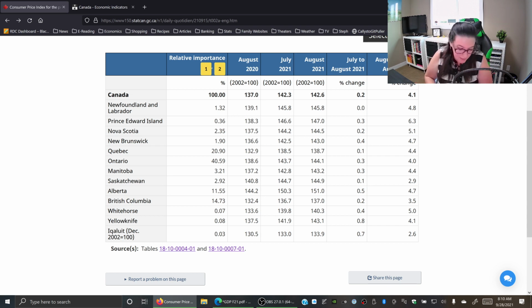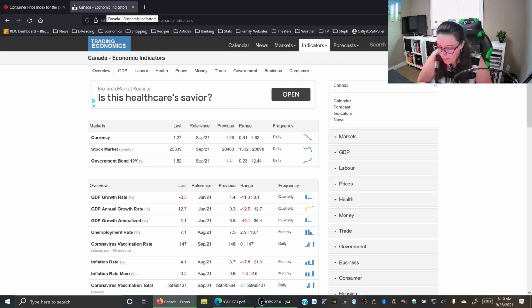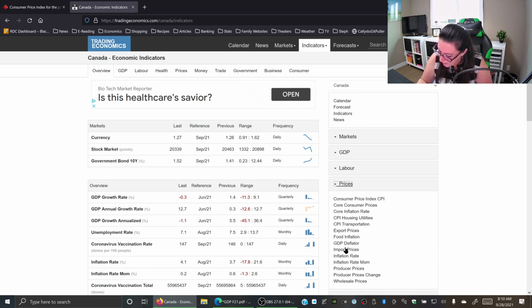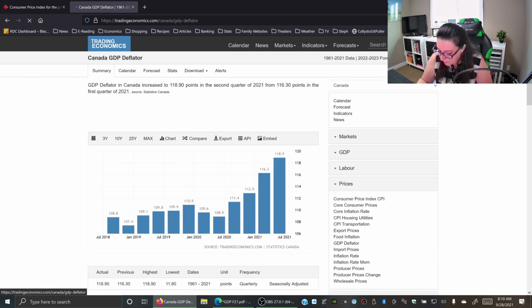Now let's look at the GDP deflator. A good place to go to get a GDP deflator is Trading Economics. So here we are in the Canada section. You can look up the GDP deflator for other countries as well. GDP deflator is a measure of what's happening with prices. So we click on prices here, and you can see the GDP deflator.